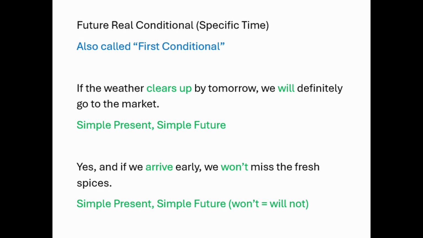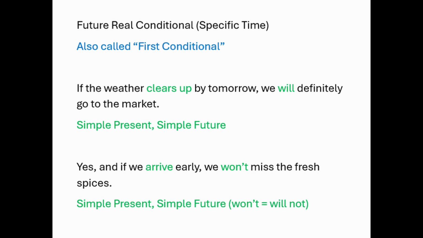Notice the construction. If the weather clears up, now clear up, that's a phrasal verb, and they're using it in the present tense, not the past. Cleared up would be the simple past. They're using it in the simple present. To clear up is to become nicer, when the clouds sort of move away and it becomes blue sky. So to clear up is to become clear, to become nice, right? So if the weather clears up, that's simple present. We will, or we are going to, you could use either one. It's the simple future. We will definitely go to the market. So that construction is simple present and then simple future in the result clause.